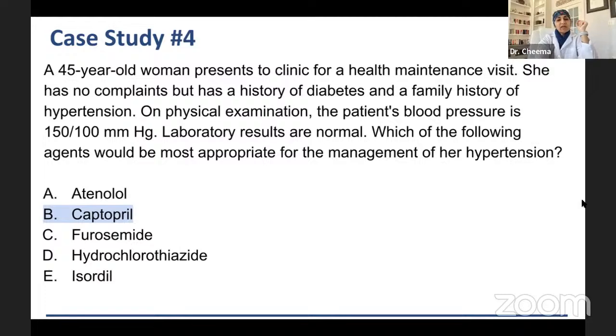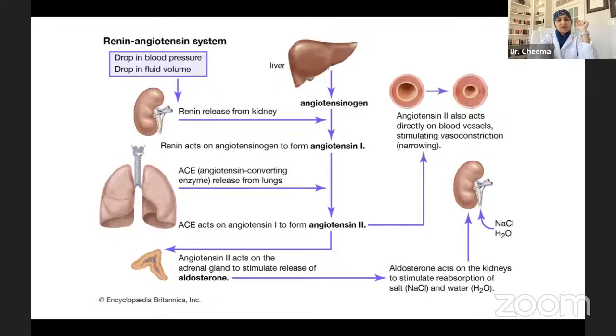So as I mentioned, angiotensin converting enzyme is a key component of the renin-angiotensin system, which controls our blood pressure by regulating the volume of fluids in our body, and it converts the hormone angiotensin 1 to the active angiotensin 2. And angiotensin 2 is a vasoconstrictor. So in this scenario, we have to pick the angiotensin converting enzyme inhibitors. Why? Because they block that enzyme from converting angiotensin 1 to angiotensin 2.